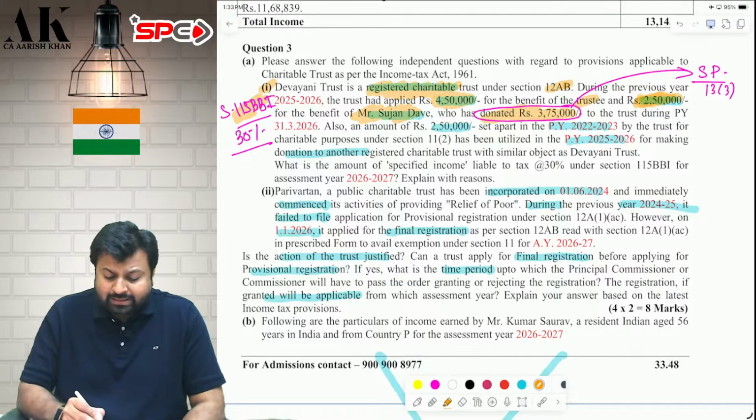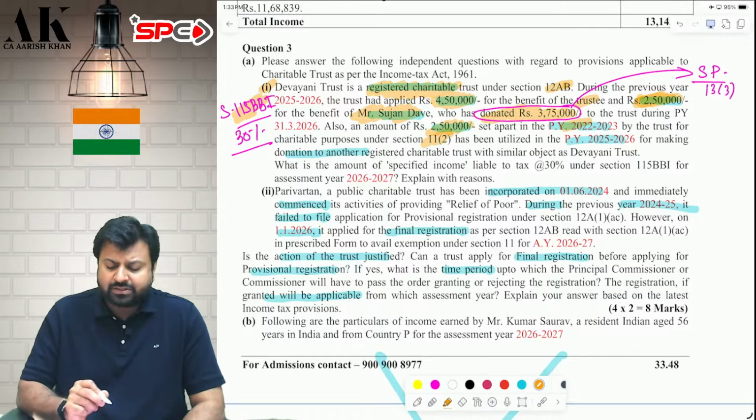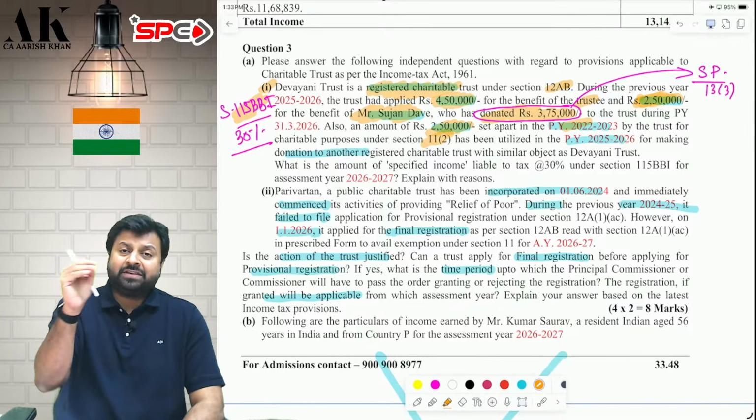Third, you have accumulated some 2,50,000 last year under section 11(2) to be used for a specified purpose within 5 years.